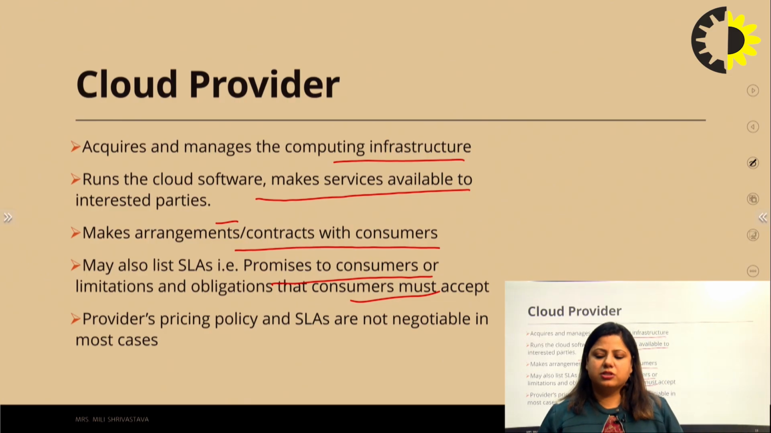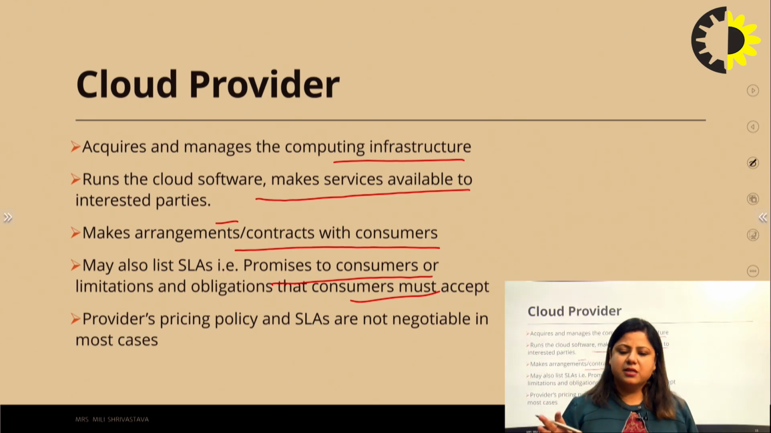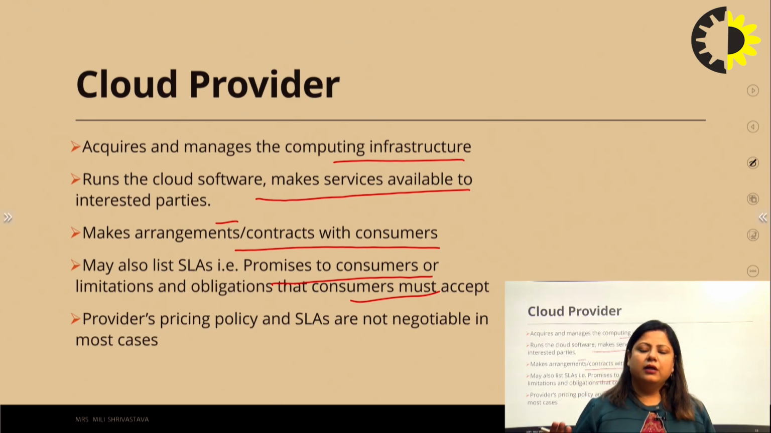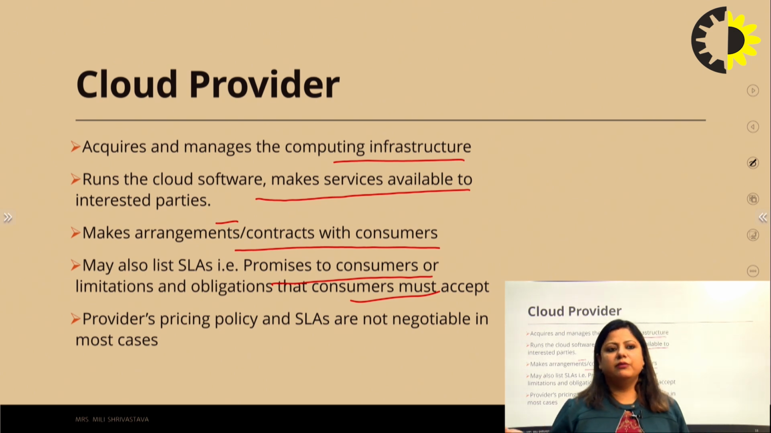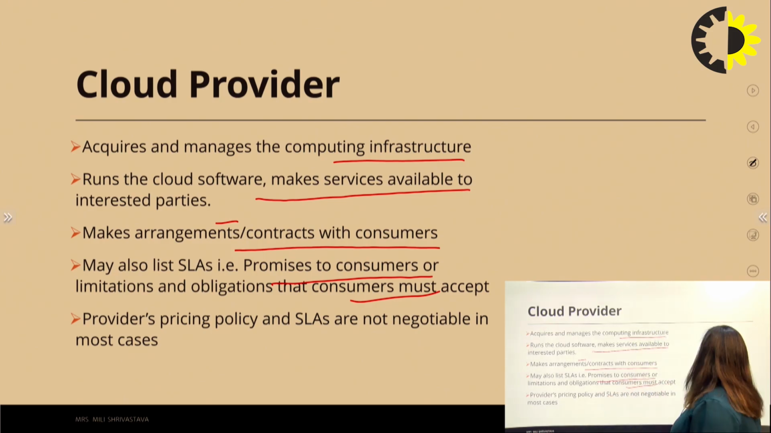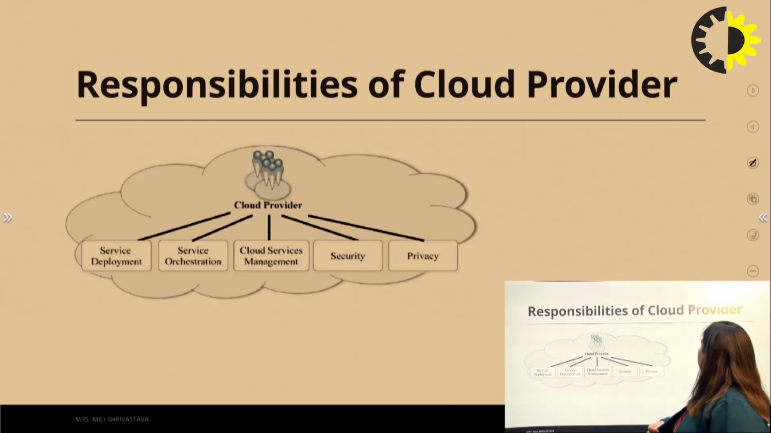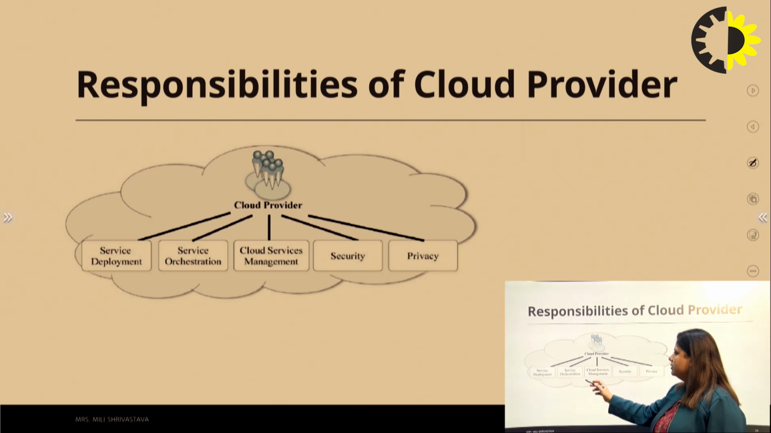In case of infrastructure as a service, cloud providers provide different virtual machines which are converted by the software, that is the hypervisor. There is some basic hardware, and with the help of that software they can convert that hardware into different virtual machines, VM1, VM2, VM3, which we can provide to different users as they need or require. Now, what are the basic responsibilities of a cloud provider? That is service deployment, cloud service management, security, privacy, and orchestration.